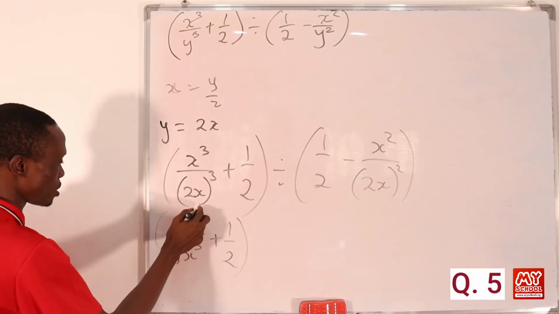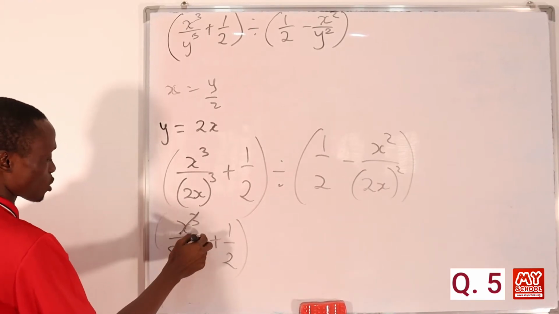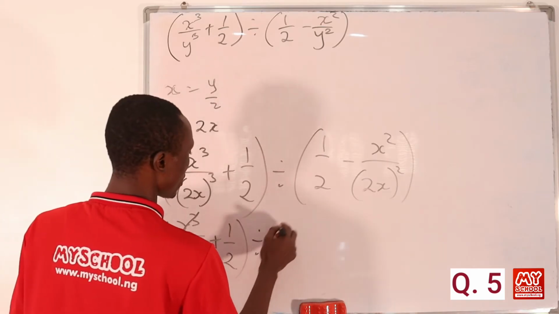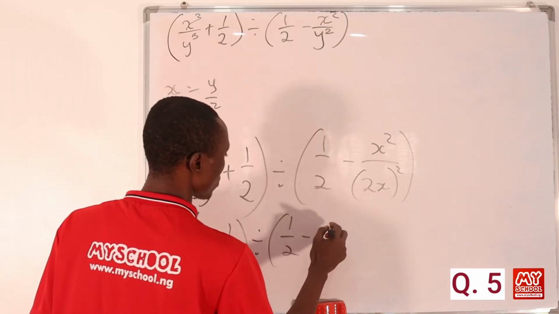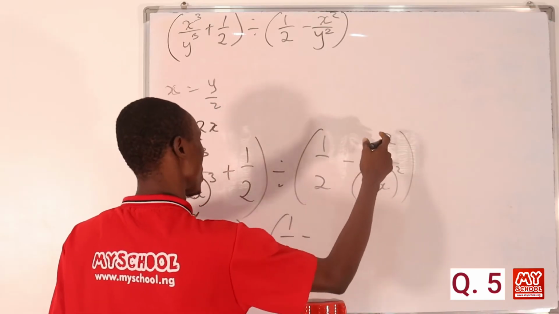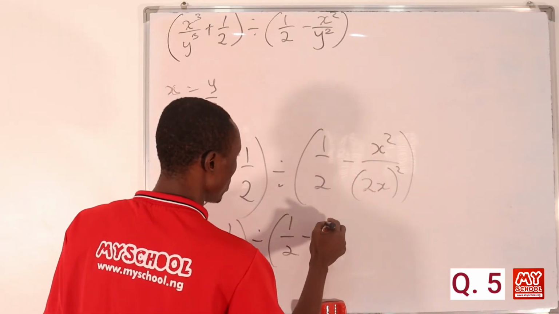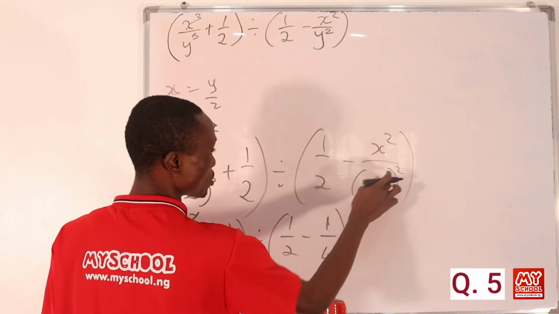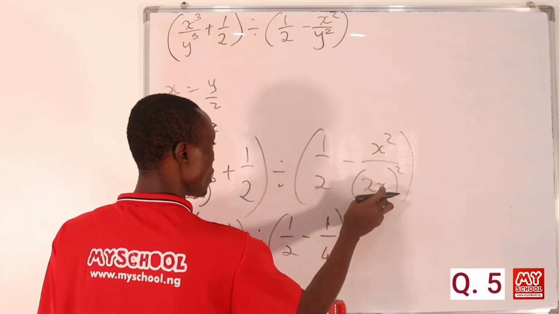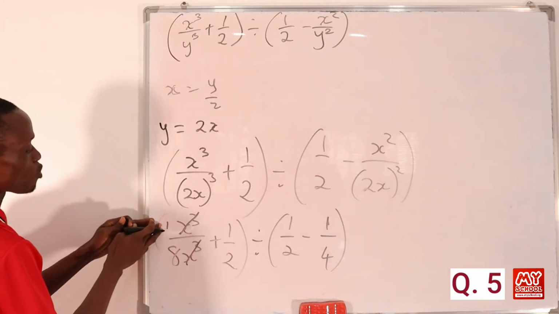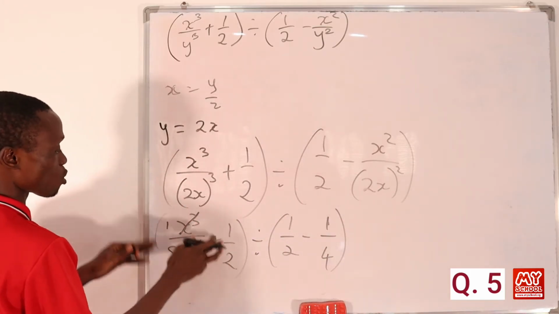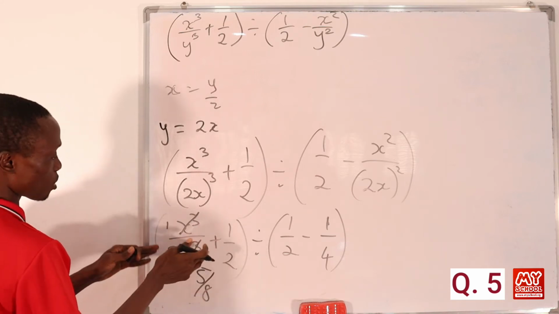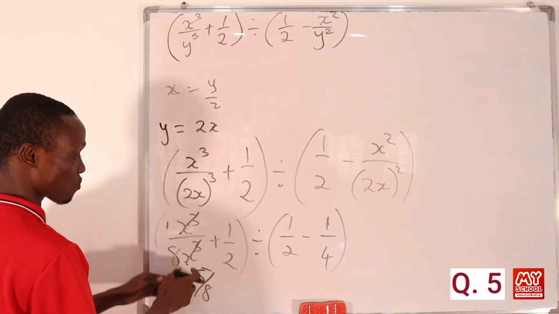So let's just go straight. S raised to power 3, we cancel S raised to power 3, so we'll be having 1 over 8 plus 1 over 2, divided by 1 over 2 minus, then the same thing, the S square, we cancel that S square, so that will be 1 over 4 at the end of the day, because here we'll be having 2 raised to power 2 and S raised to power 2. So here we're having 1 over 8 plus 1 over 2. If we solve this fraction, we'll be having 5 over 8. This simple fraction, 1 over 8 plus 1 over 2, will give us 5 over 8.